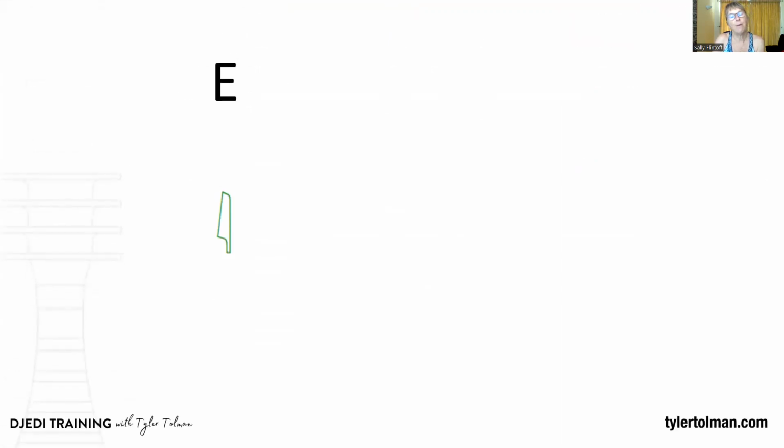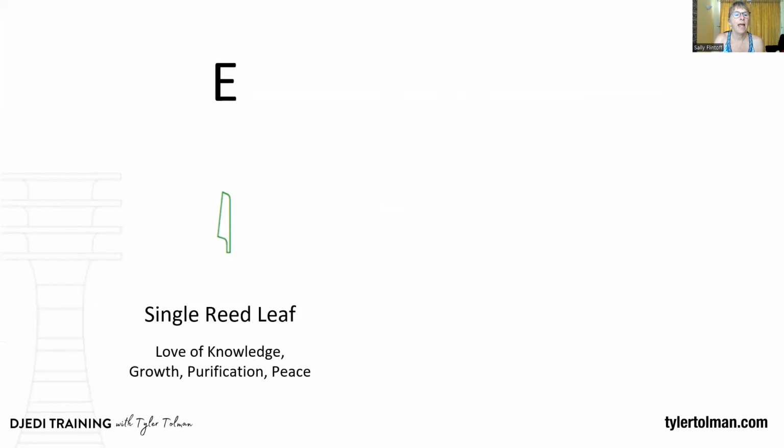E is represented by a single reed leaf, which is green. And it represents the love of knowledge, growth, purification, and peace. And reed leaves were used to write down the language and the knowledge. This is where the idea of a love of knowledge comes from.